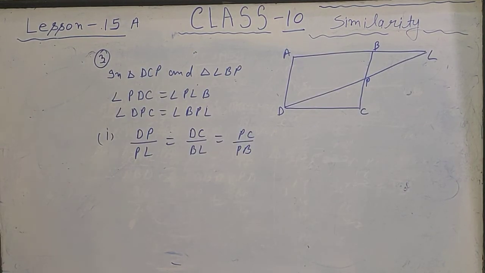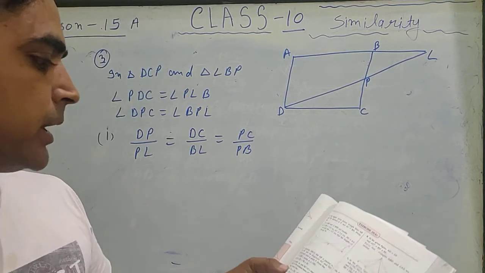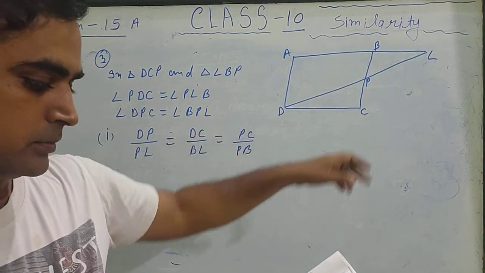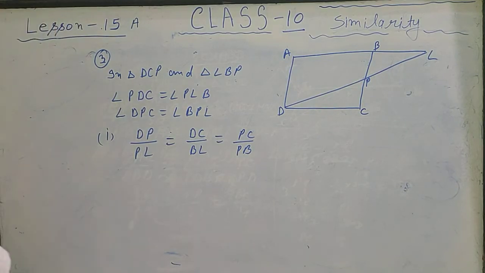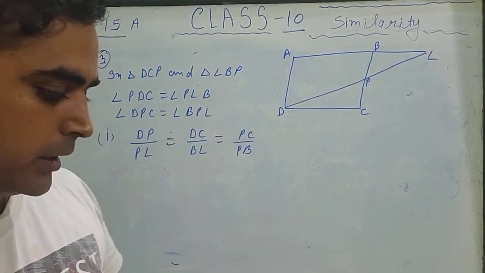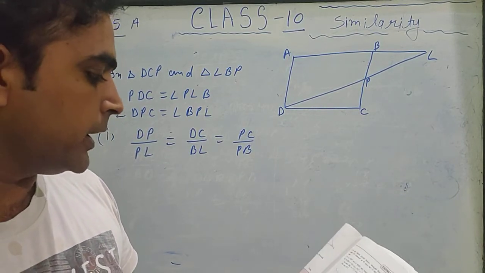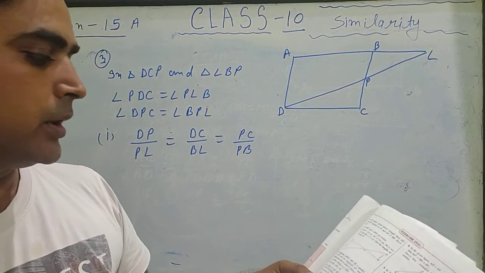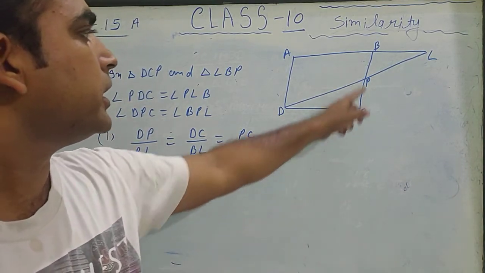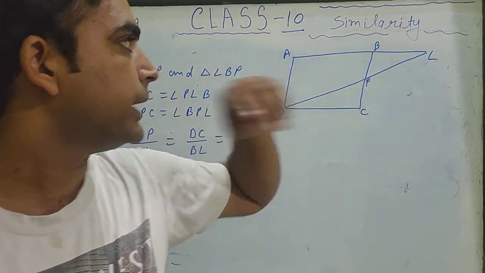Okay, now we solve question number 3. P is a point on the side BC of a parallelogram ABCD. DP is produced to L. Then prove that DP ratio PL equals DC ratio BL. Okay, one parallelogram and DP produced to L.